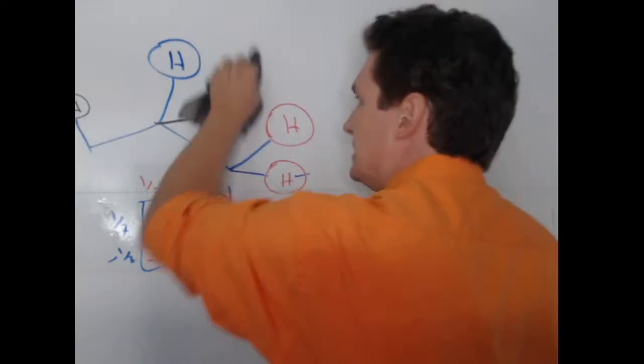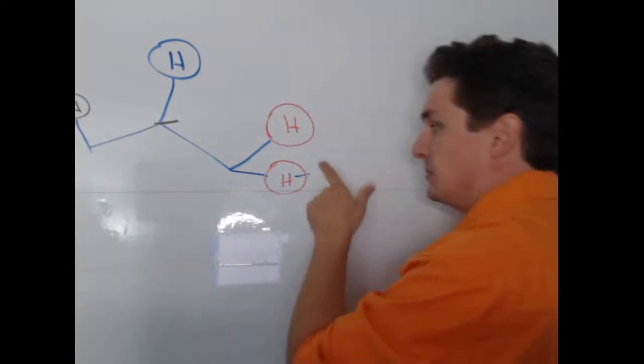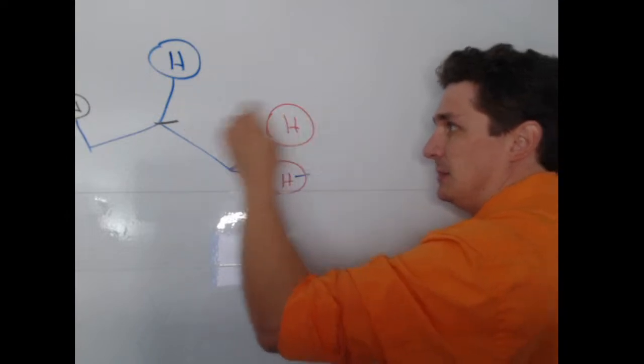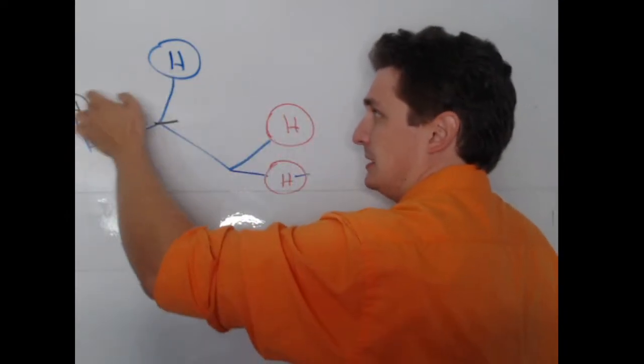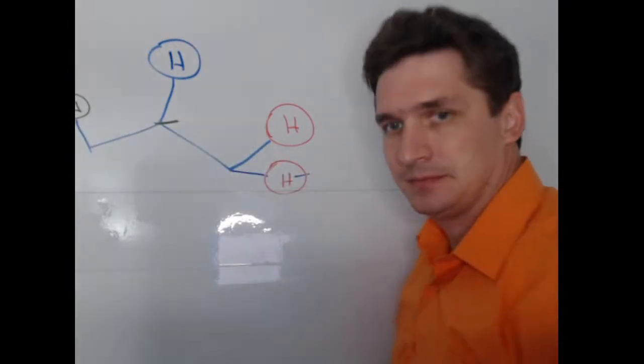Now, the J coupling does not care how many hydrogens are on a given functional group. They only look at the ones around them. So when it comes to these two hydrogens, they only care that there's one adjacent hydrogen. So this will get split into a doublet. This will get split into a doublet. This gets split into a triplet of doublets, or a doublet of triplets.